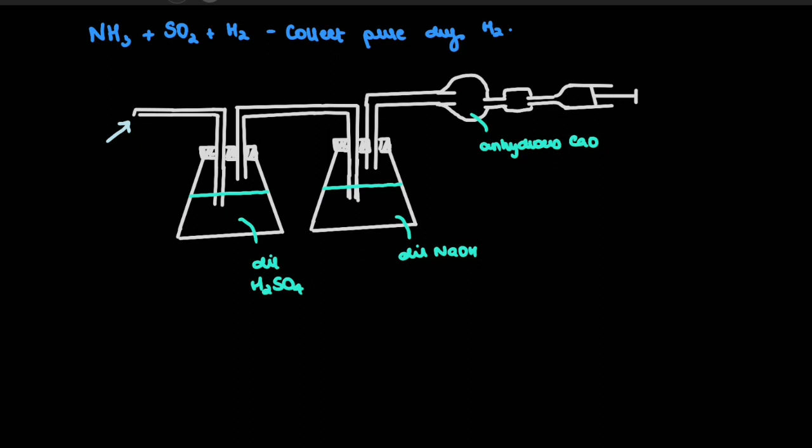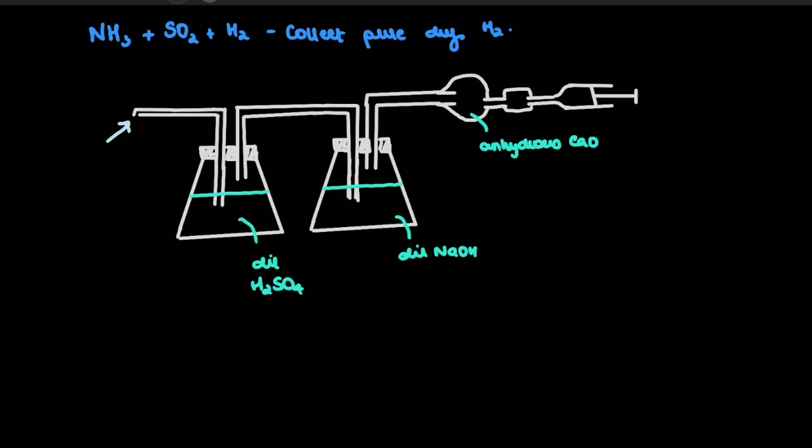Now, when I pass ammonia plus sulfur dioxide plus hydrogen through dilute sulfuric acid, hydrogen won't react. It's a neutral gas. Sulfur dioxide won't react. It's also acidic. However, ammonia will react and it will get dissolved. So yes, ammonia will get dissolved. Now I'll have sulfur dioxide as well as hydrogen. Now I'll pass both of these gases through dilute NaOH or sodium hydroxide. Now hydrogen again won't react, but sulfur dioxide being acidic will react with the base, leaving only hydrogen there.